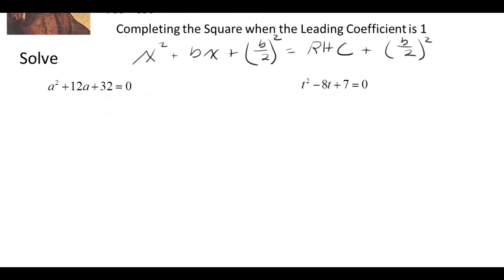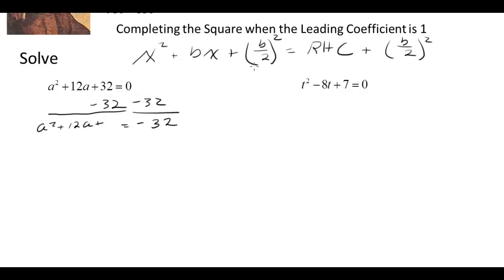For the first equation, let's subtract 32. Again, remember, we're going to replace that with something else. Minus 32. So this leaves us with a squared plus 12a equals minus 32. All right. So what do we replace it with? We replace it with this.